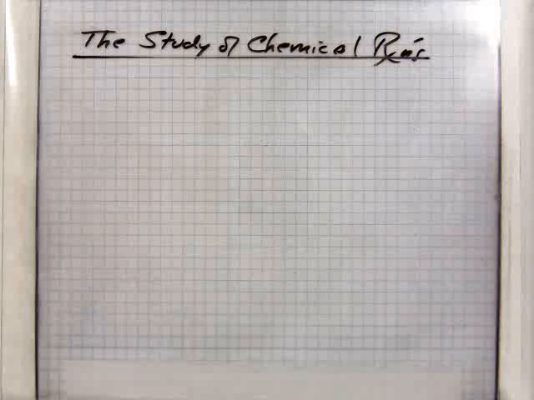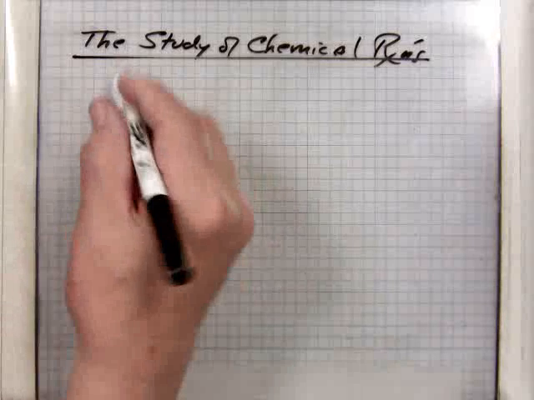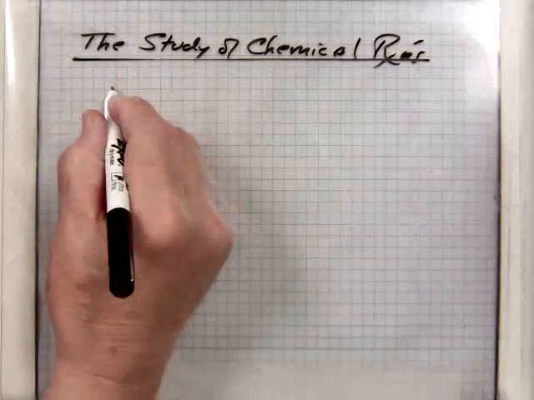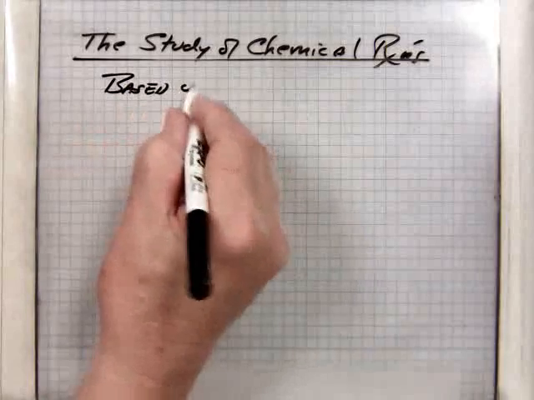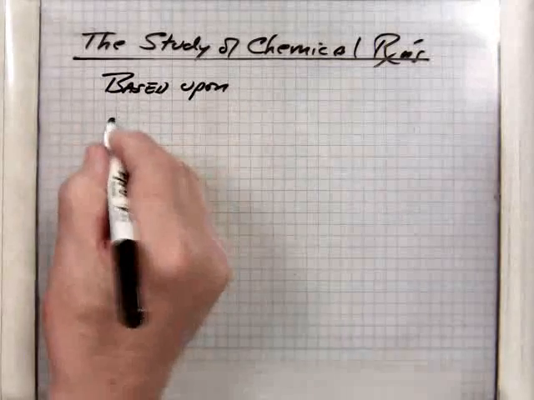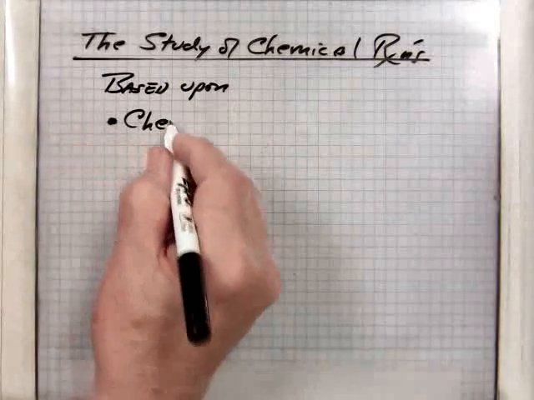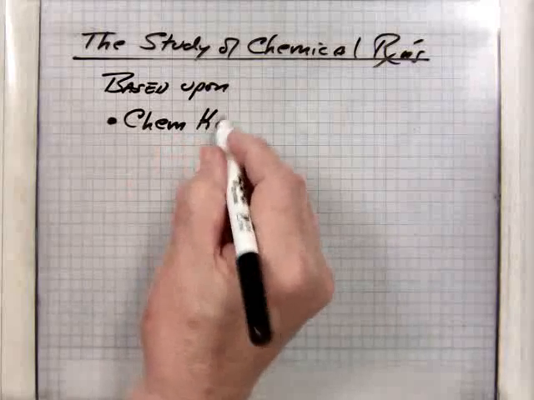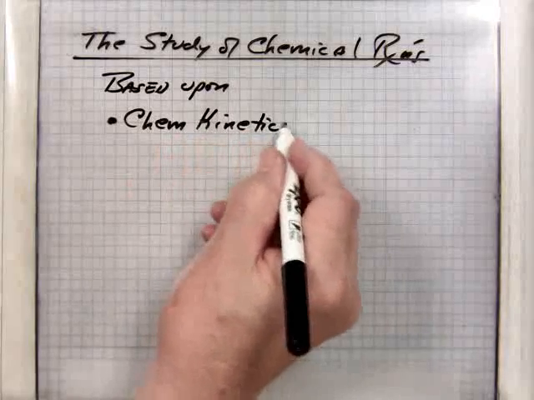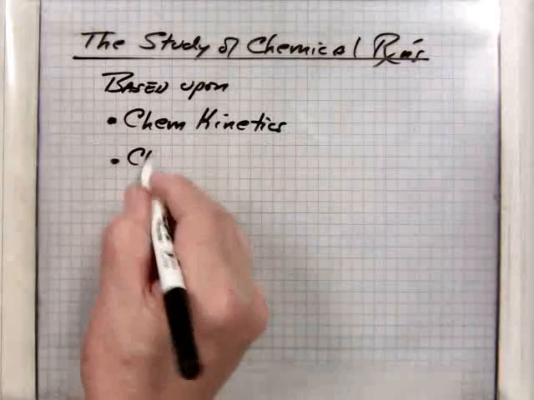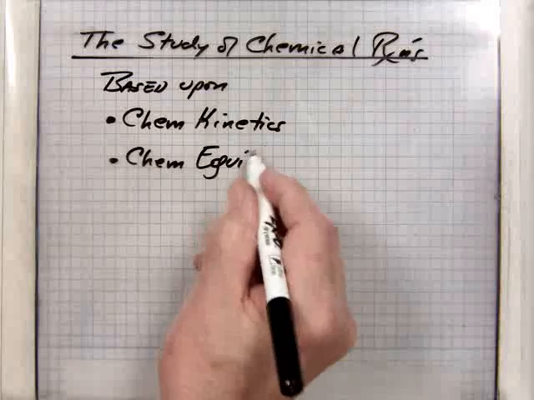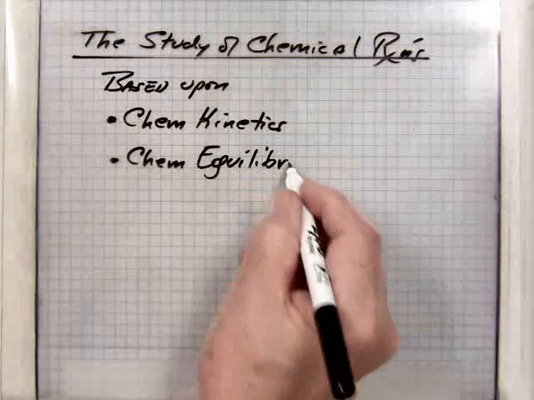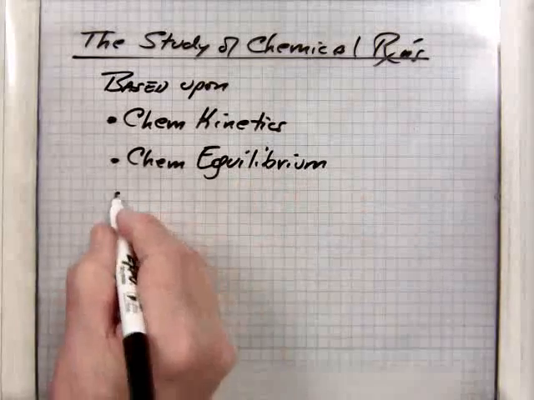So when we study chemical reactions, there are three primary big picture topics. It's based upon chemical kinetics, chemical equilibrium, and chemical thermodynamics.